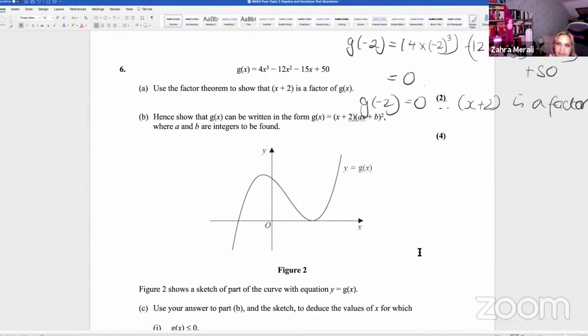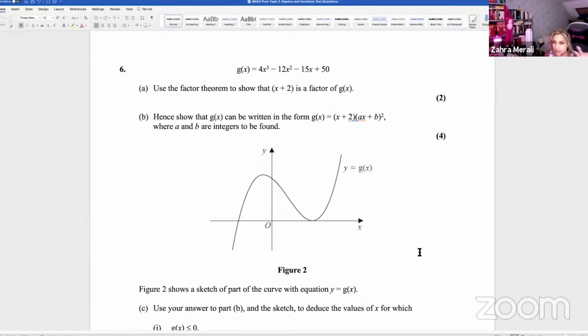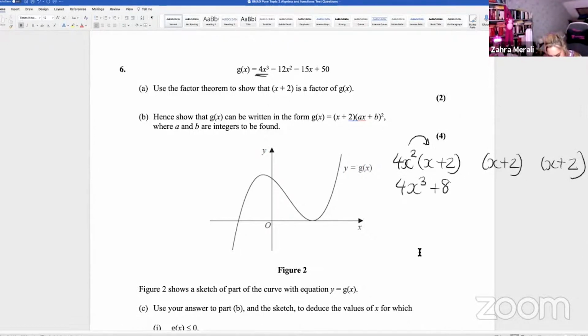Hence show that g(x) can be written in another form. So again, we've got to do the division bit first. I'll show you again how I do it. Like I said, if you do it a different way, not a problem at all. So x plus 2, I'm going to write this out 3 times. And I'm going to say to myself, how do I get 4x cubed? I'm going to do 4x squared, open out the brackets: 4x cubed plus 8x squared. So I've got 8x squared, but I want minus 12. So that means I've got to minus another 20x squared.